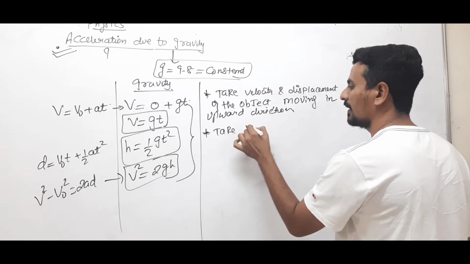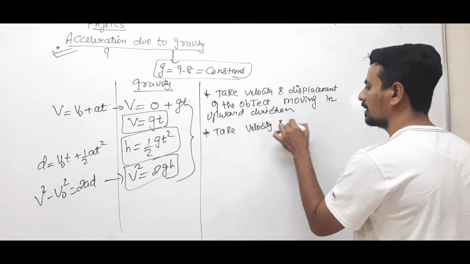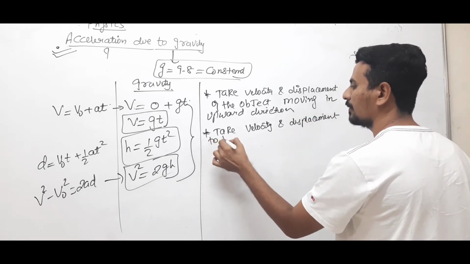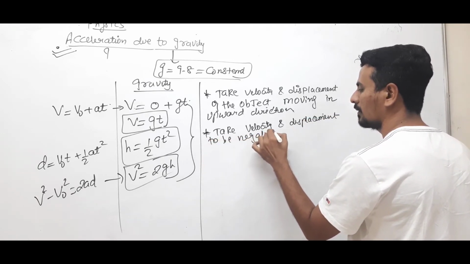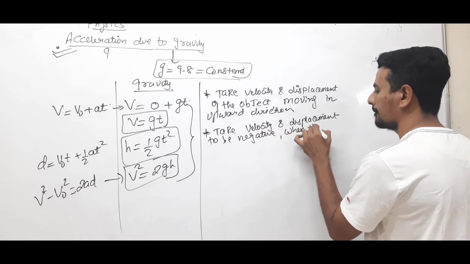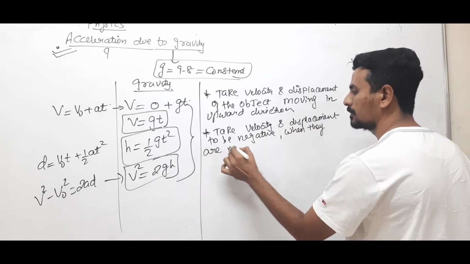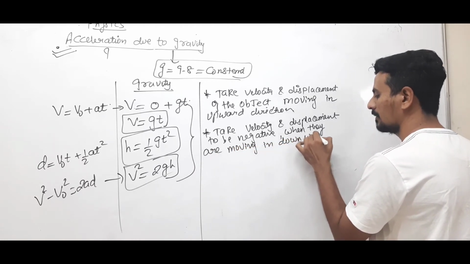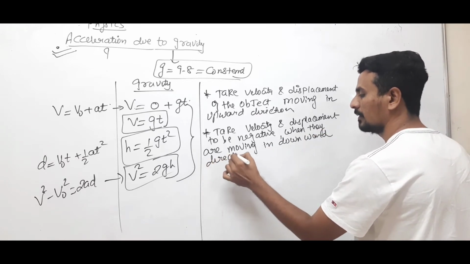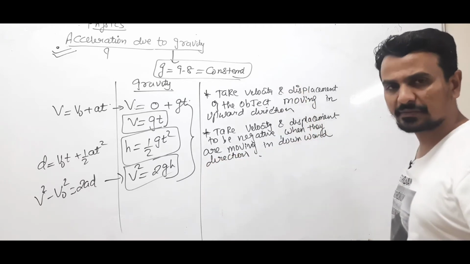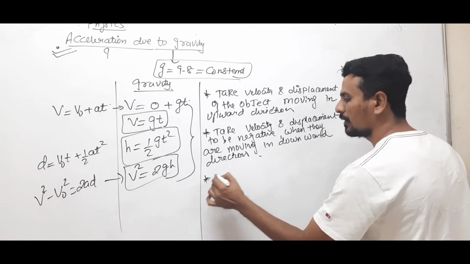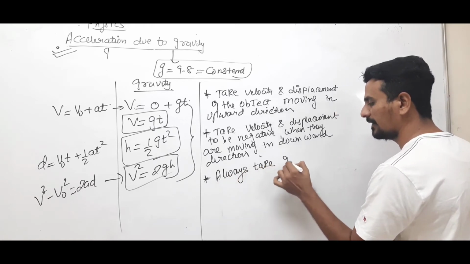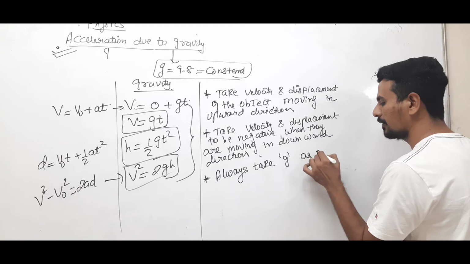Take velocity and displacement to be negative when they are moving in downward direction. We'll understand this with the help of a diagram, also with the help of a figure. Always take acceleration due to gravity as negative.